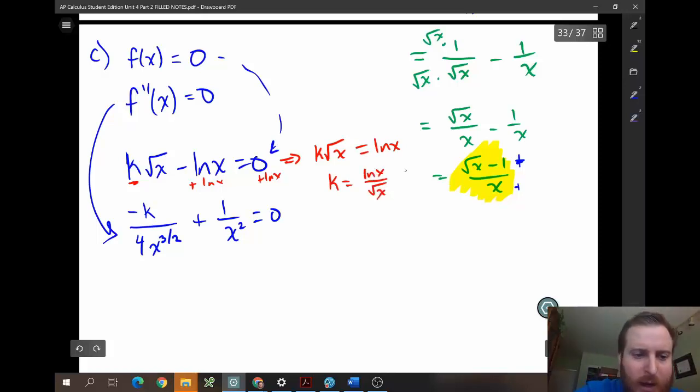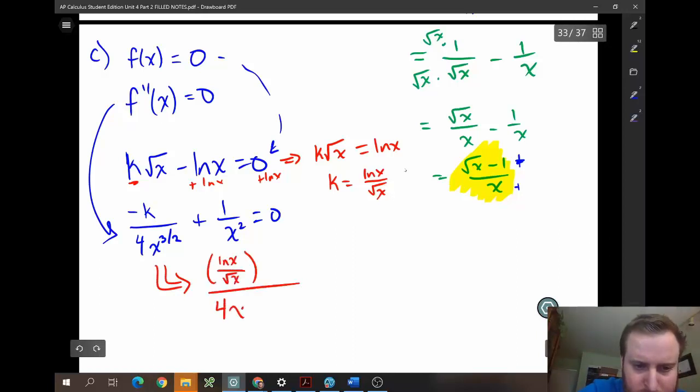And so that's my value for k. Now I can take my other equation, and anywhere I see a k, I can plug in ln of x over square root of x. And this was definitely a really tough question because it was a non-calculator question.